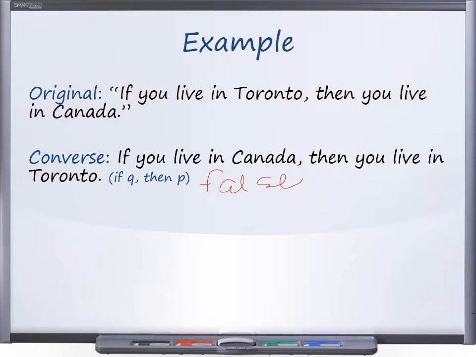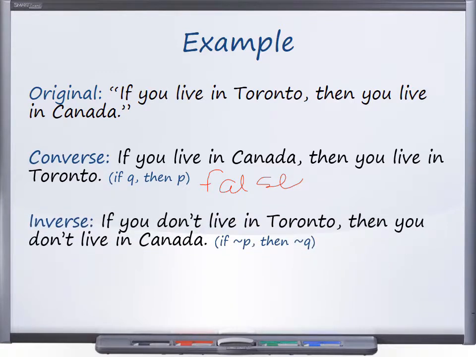Now how about the inverse? The inverse involves the negation of the original statement. So if you don't live in Toronto, then you don't live in Canada. Well, this is kind of similar to the converse. This is saying that if we don't live in Toronto, then we can't live in Canada, but that's not necessarily true because, again, we can live in another city in Canada, and that's not Toronto, and still be in Canada. So the inverse is also false.